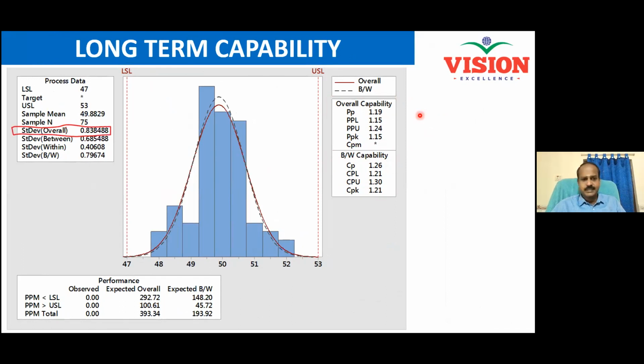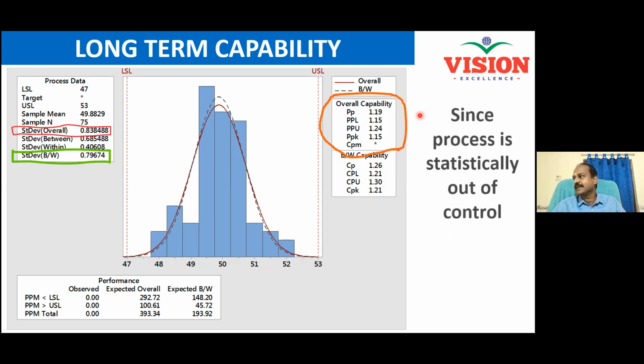So use the standard deviation overall to get what? PPPPK. Beautiful. Use the between within to get what? Combined capability. It's otherwise called between within capability, right? Very good. The overall capability is here.